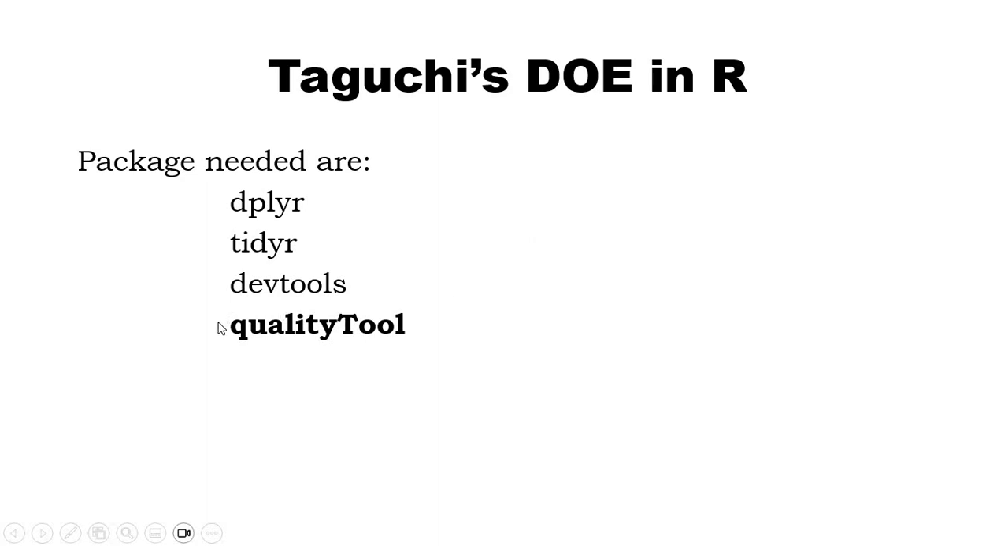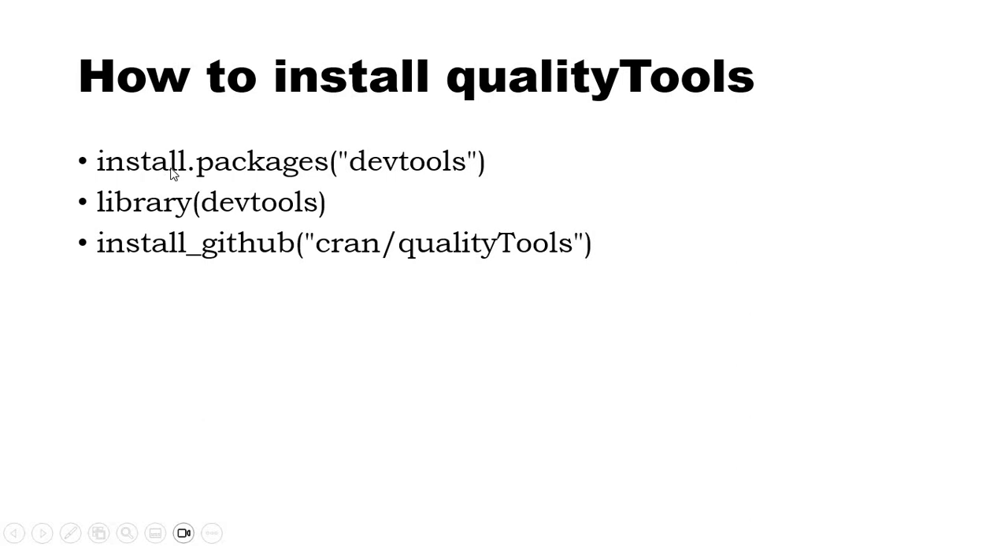Now the qualityTools package is not available in CRAN. So for this you will have to first install devtools, and then install it from GitHub. So this is the way. First of all you install the devtools package, then using the library command you load the devtools package in the R software, and then you run this particular command. Thereafter qualityTools will get installed. This cannot be installed using install.packages. It will have to be installed from GitHub. Thereafter we can proceed further.